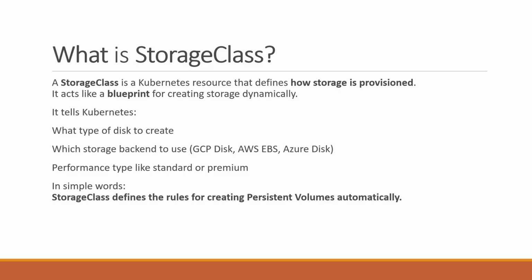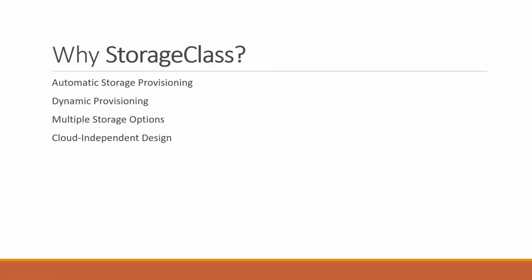It tells Kubernetes what type of disk to create, which storage backend to use, and the performance type like standard and premium. In simple words, storage class defines the rule for creating a persistent volume automatically. So don't worry about this. I know if you're listening to these things for the first time, it may cause a lot of doubts in your mind. When we go to the demo, you will see step by step what I'm trying to say here.